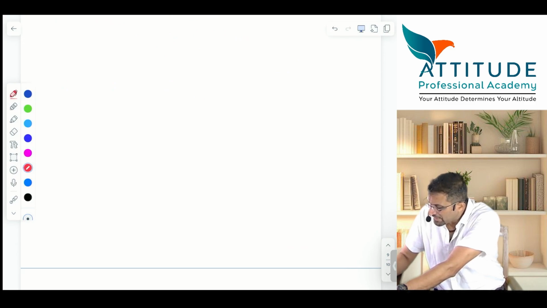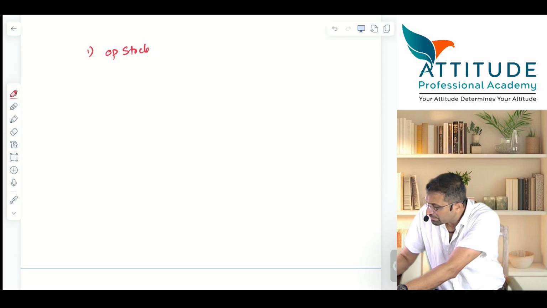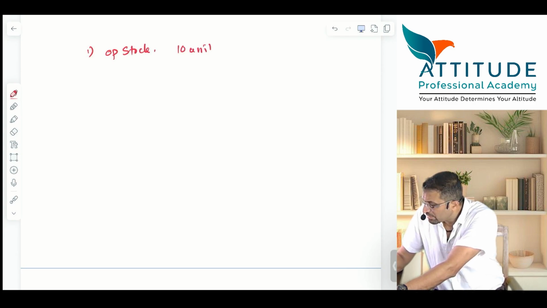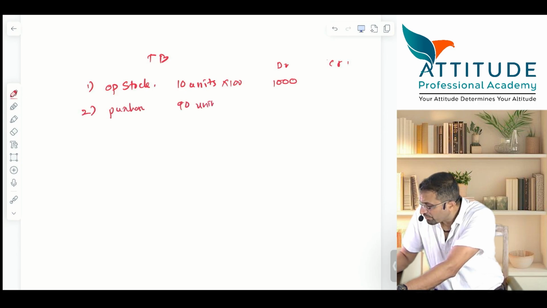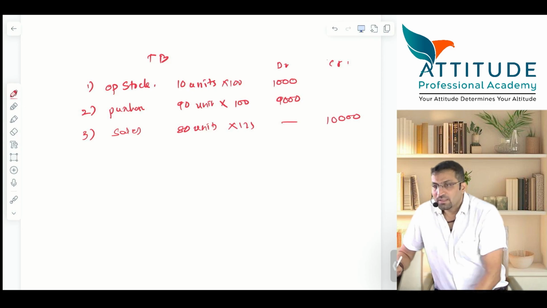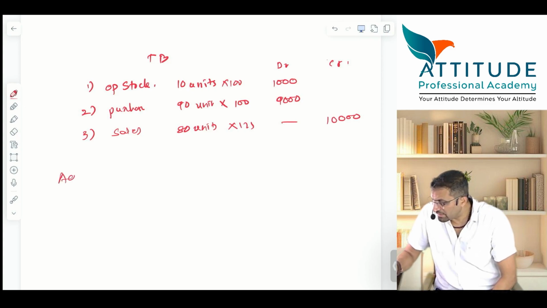Now concentrate here. ये छोड़ दो. अभी ये सम देखो. 1. Opening stock 10 units. This is TB, trial balance. Debit and credit. Opening stock 10 units into 100, which is 1000. Second, purchases, which is 90 units at the rate of 100, 9,000. Third, sales, 80 units at the rate of 125 each. How much? 10,000. And then there is an adjustment of closing stock.